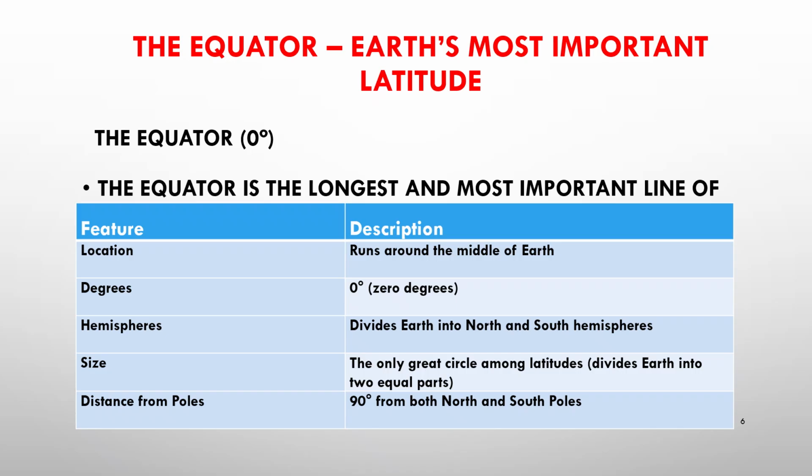Then the last, distance from the poles. The equator is exactly 90 degrees away from the North Pole and the South Pole. This symmetry reflects the spherical shape of the Earth. So we ask why the equator matters. What is the essence of studying about the equator?